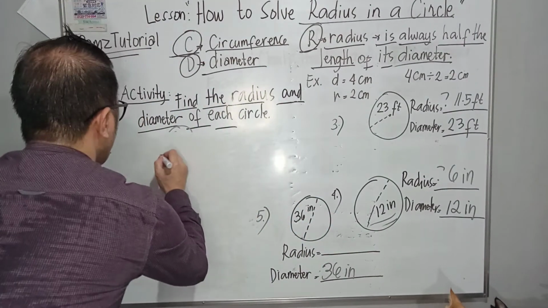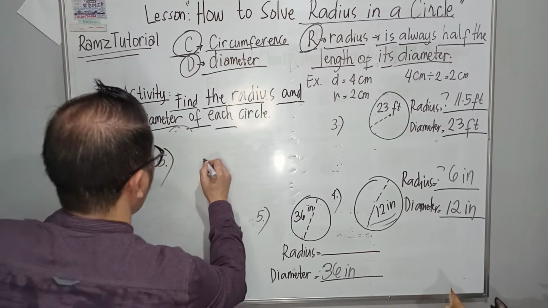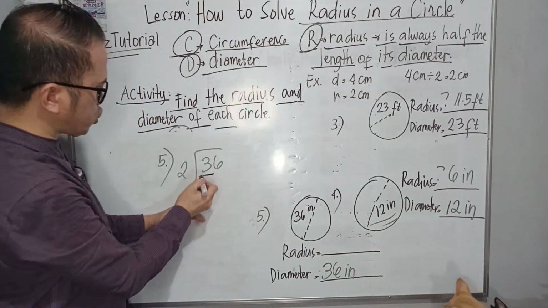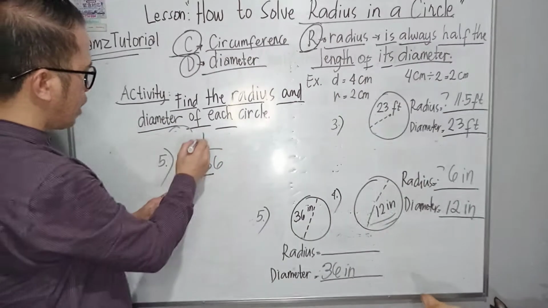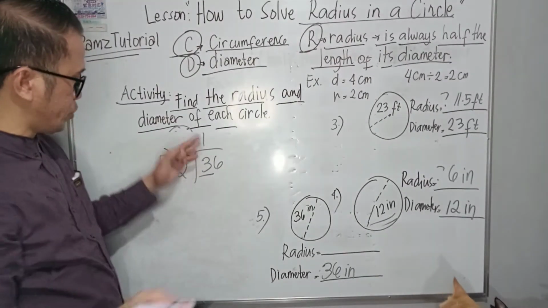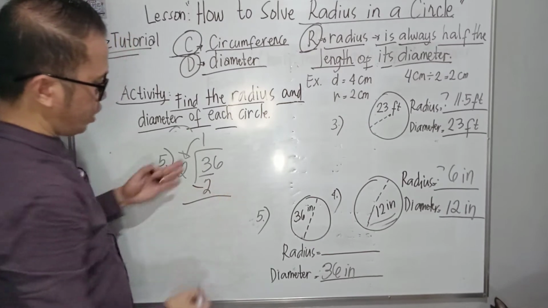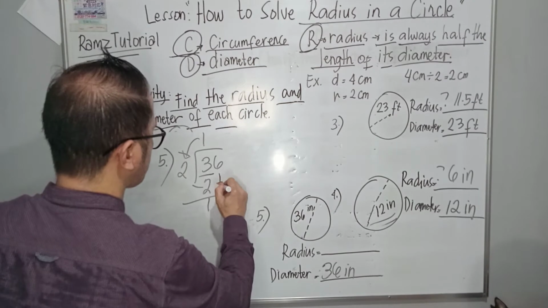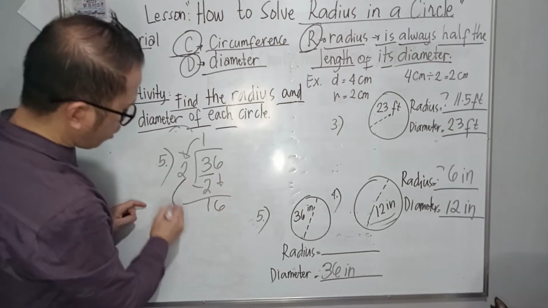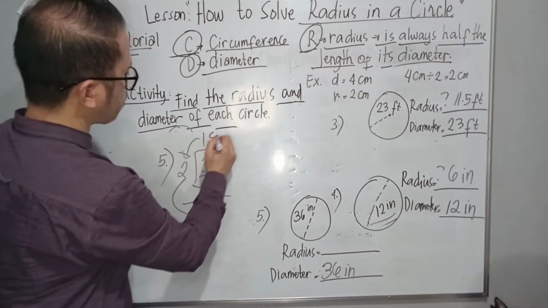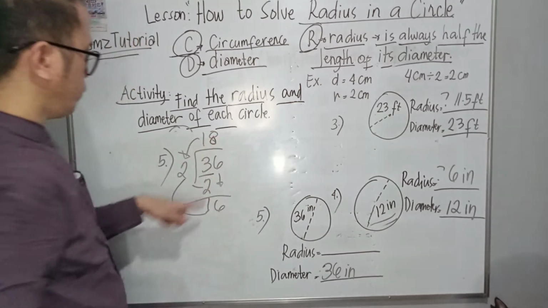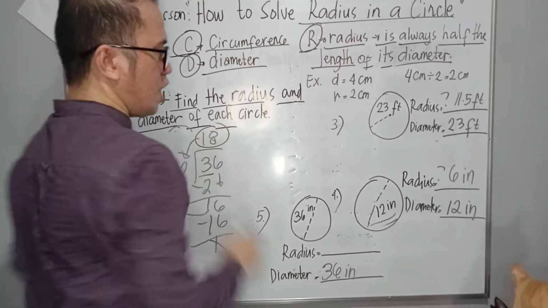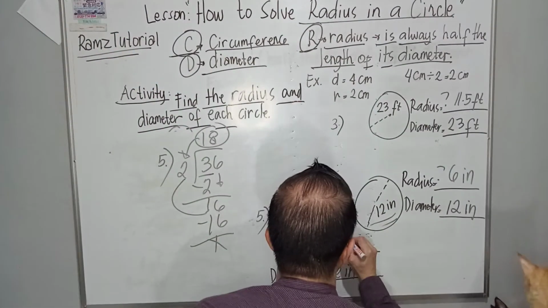Here we go for our number 5 solution. We have here 36 divided by 2, class. Next, we need to divide 3 by 2. The answer is 1. Then proceed to the multiplication process. Bring it down. Subtract it. 3 minus 2 is 1. Bring down 6, the next number. Now you're going to divide it. 16 divided by 2. We need to write it. 8 times 2, so we have here 16. Our answer now, the radius, is 10 inches.